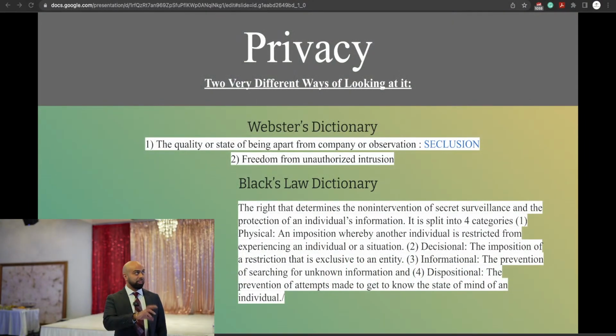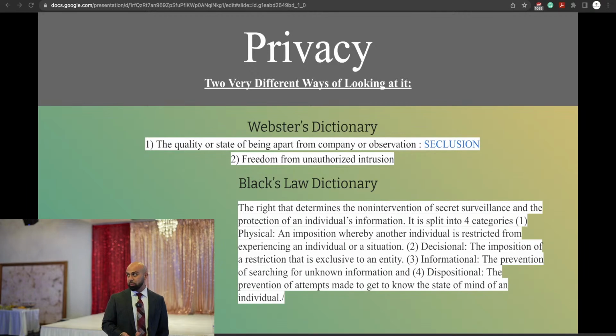So privacy is defined in a couple of different ways. There's the normal way that most people look at it as the Webster's Dictionary. I'm not going to go too much into it, but I do want you guys to notice a big difference there. The big difference is that we're looking at the legal definition versus the normal definition. So in legalese, we define it very, very differently.